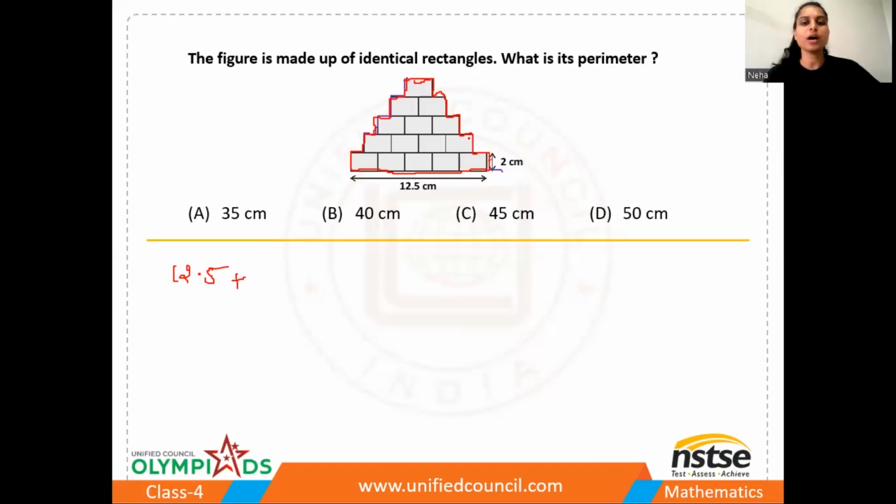So how many times? 1, 2, 3, 4, 5, 6, 7, 8, 9, and 10. So 10 times 2 is there. Now the remaining part is this horizontal line, right? This horizontal line is remaining in the question. So basically, the sum of all these small lines is nothing but 12.5 centimeters again, because they are making a straight line again. So this is again 12.5 centimeters.